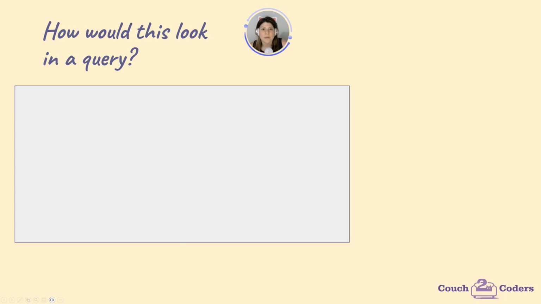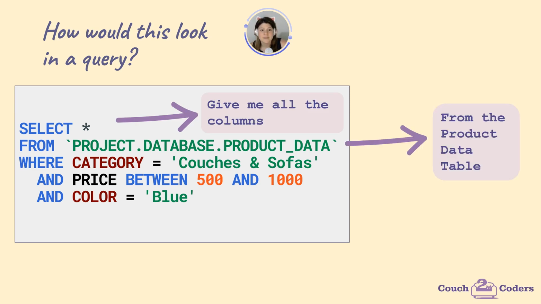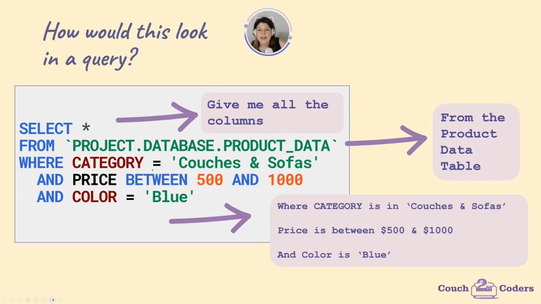So how would we do this if we had the Macy's data that had all of the different couches and their different characteristics? Our query would look like this. First we would say, please give me all of the columns from our product data table where our category is equal to couches and sofas and our price is between $500 and $1,000 and the color is blue. And so by using these ands in between, what we're saying is we want this and this and that. And if you don't meet these 3 criteria, then I don't want to see you.